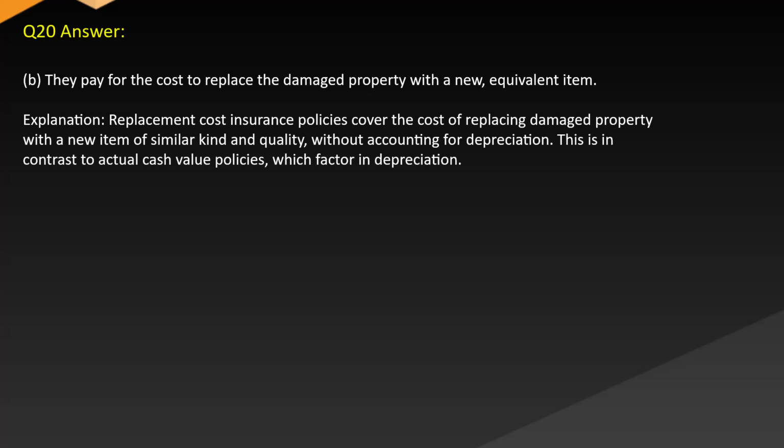Answer: B. They pay for the cost to replace the damaged property with a new equivalent item. Explanation: replacement cost insurance policies cover the cost of replacing damaged property with a new item of similar kind and quality without accounting for depreciation. This is in contrast to actual cash value policies, which factor in depreciation.